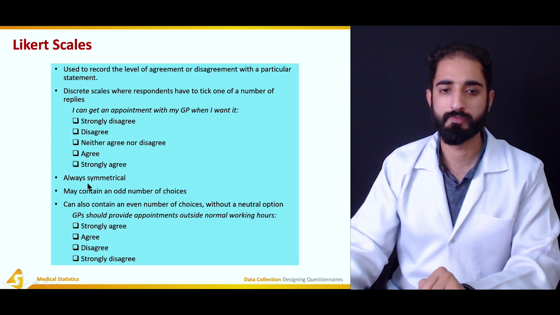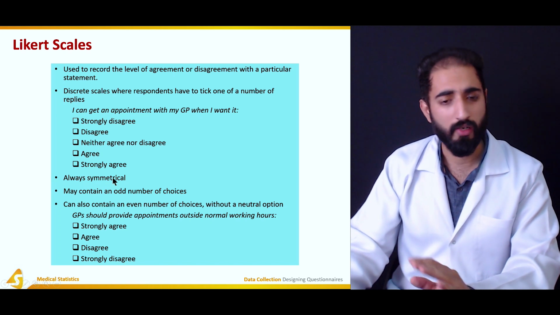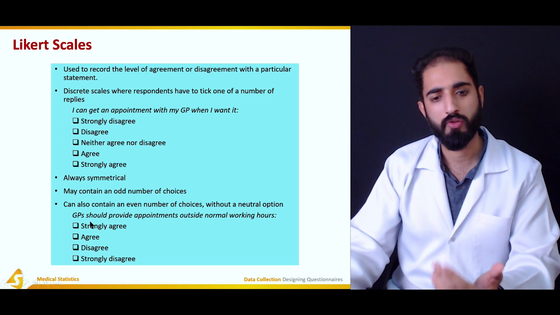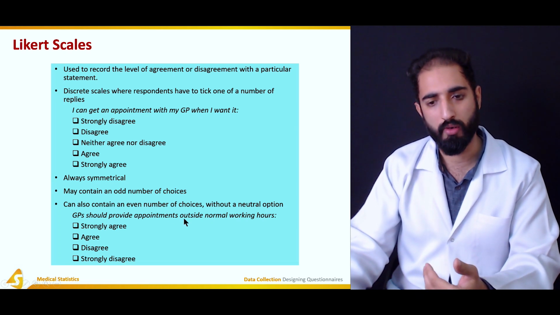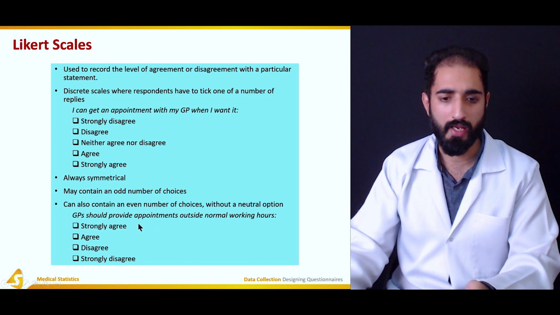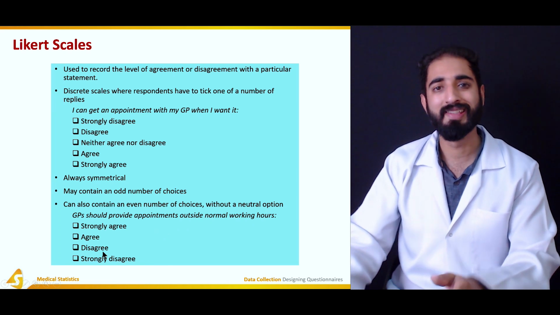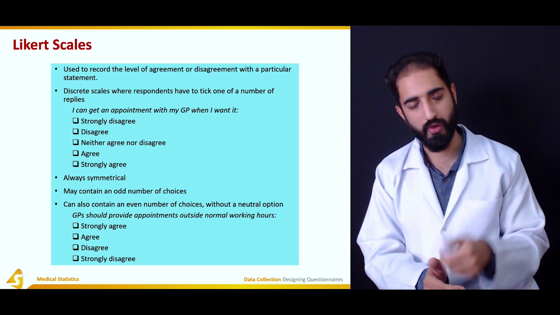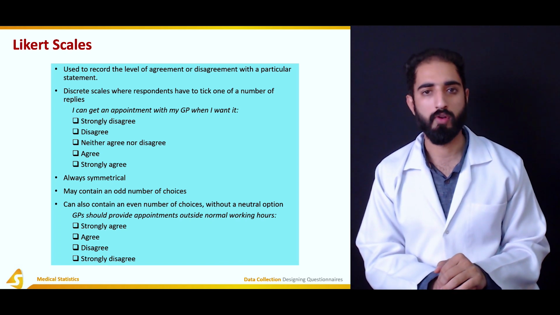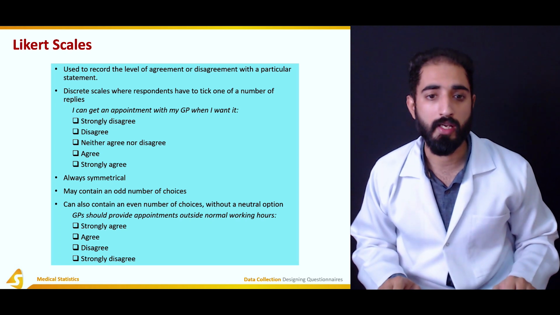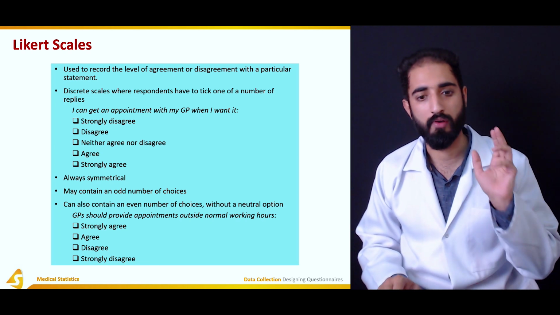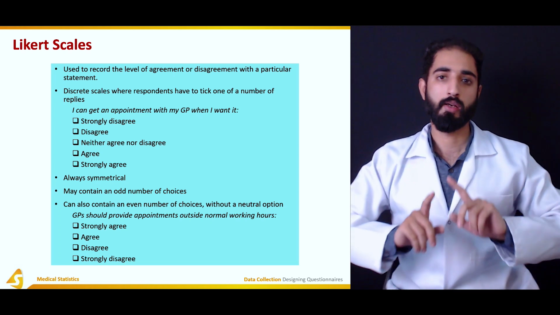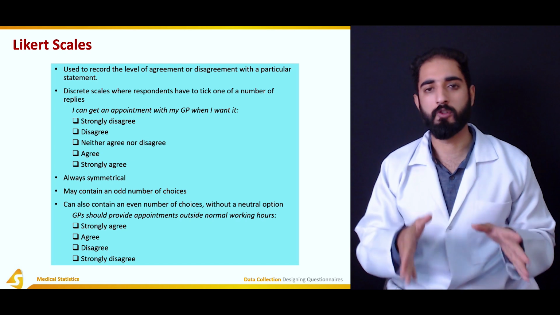But sometimes there can also be an even number of responses, like this question here: General practitioners should provide appointments outside normal working hours. Strongly agree, agree, disagree, strongly disagree. So there is no neutral response to this question because there is an even number of responses. Some people believe that Likert scales always have an odd number of choices, but they can also have an even number of choices. But they always need to be symmetrical.